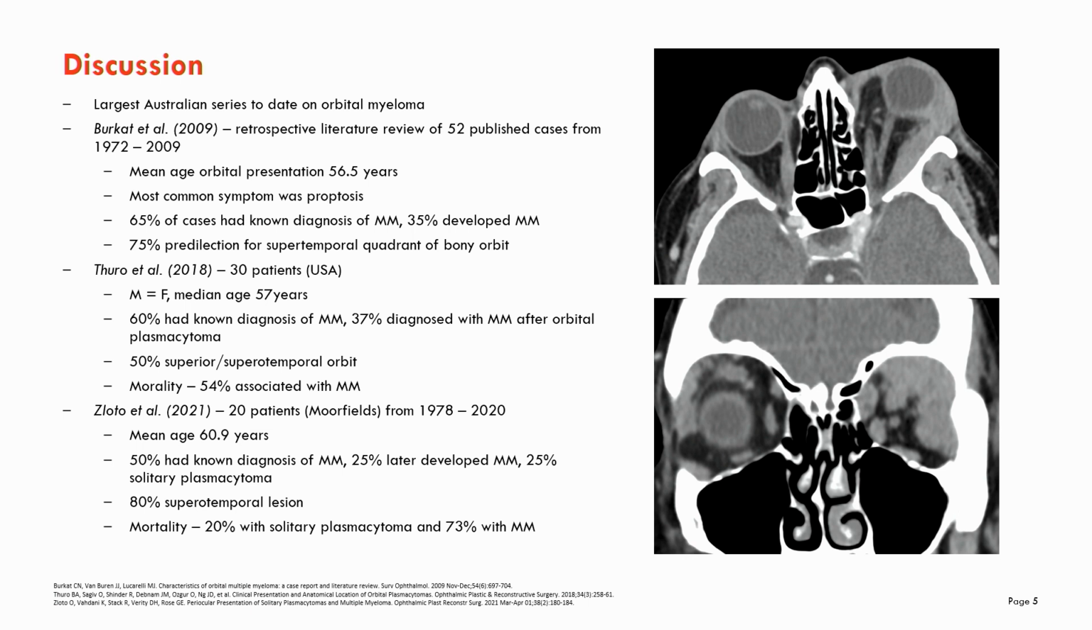More recently, out of Moorfields, their orbital service, they found 20 patients from 1978 to 2020. Their mean age of presentation was 60.9 years. 50% had a known diagnosis of multiple myeloma, 25% later to develop multiple myeloma, and 25% had solitary plasmacytomas. For the mortality, those with solitary plasmacytomas had a better mortality of 20%. However, there was a high mortality of 73% with systemic multiple myeloma. On the right-hand side here are just some characteristic CT images of some patients in our study.